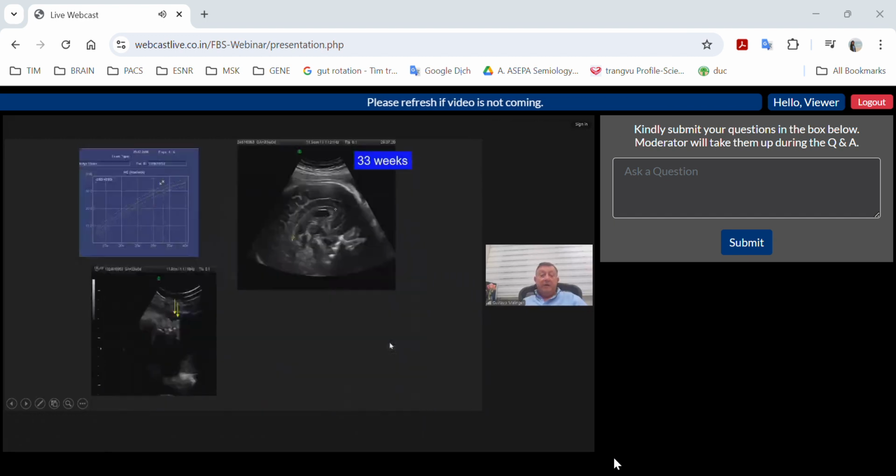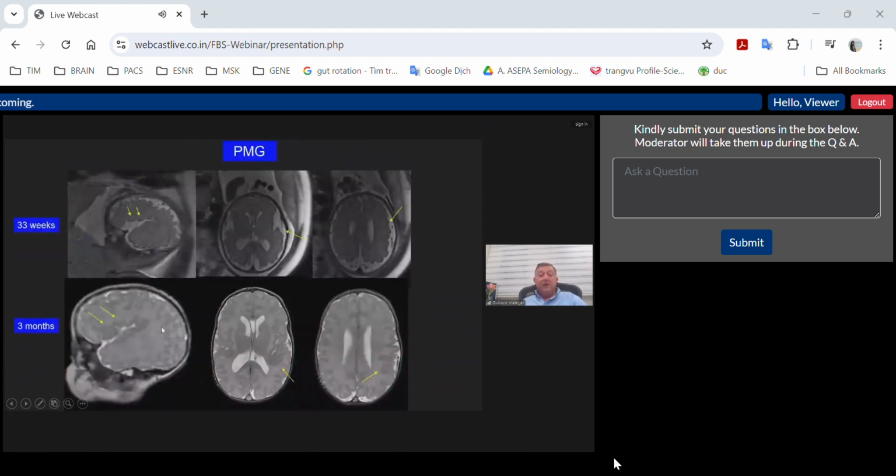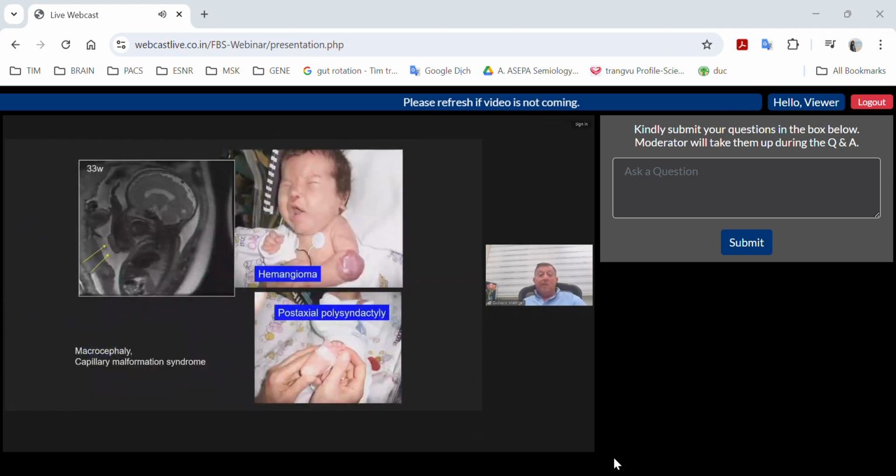Again, the lateral ventricles showed mild ventriculomegaly. Okay, we didn't like the shape of the brainstem. The head circumference was large. The corpus callosum, something that's very common in these disorders, was large, and we were also able to diagnose polydactyly. The MRI shows the presence of polymicrogyria, and the postnatal MRI shows again the presence of polymicrogyria.